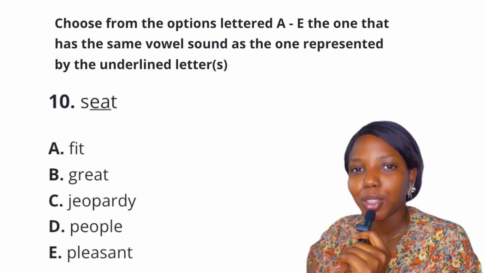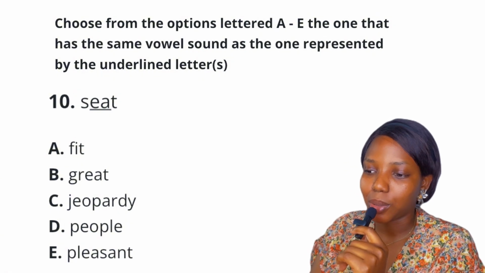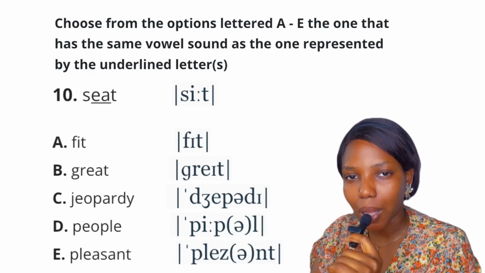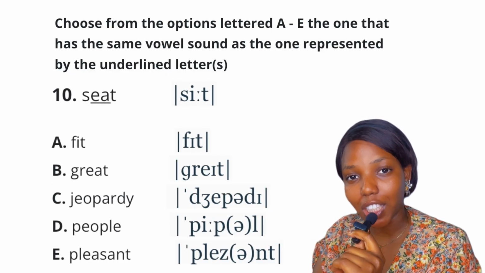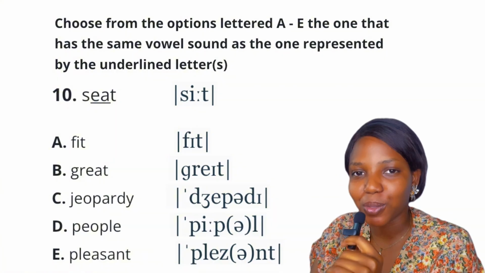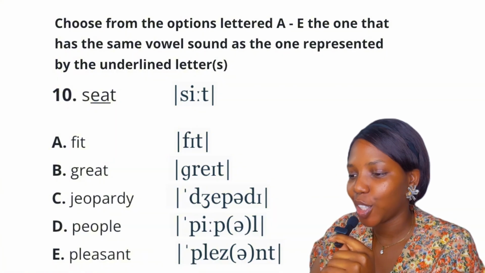So are you ready to outsmart your examiners? Let's do this. So the word is seat. EA is on the line. It's a long vowel sound E. So we are looking for E. Okay. So option A, we have feet. Okay. So this is a short vowel sound E. Okay. So this is not the answer.